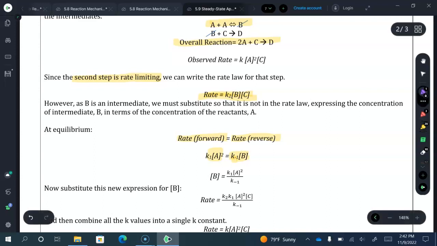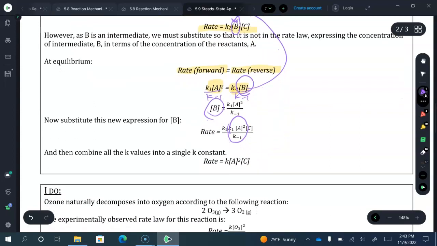Since B is the intermediate that we need to get rid of in our initial rate law, B is here. We're going to rearrange this expression by dividing by k negative 1 on both sides to get B by itself. Now we have B by itself, and so we can plug it into our rate law expression here, because this is B.